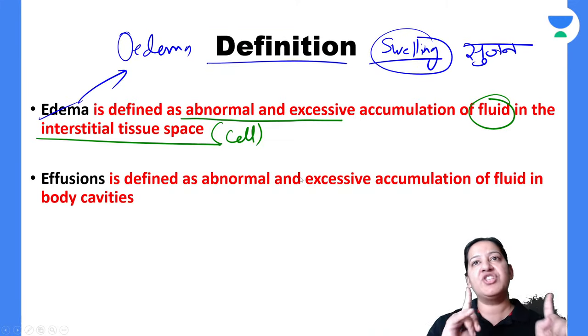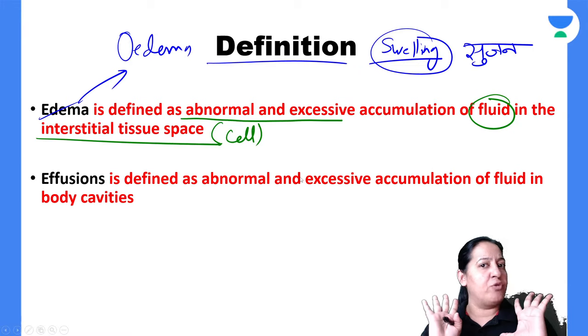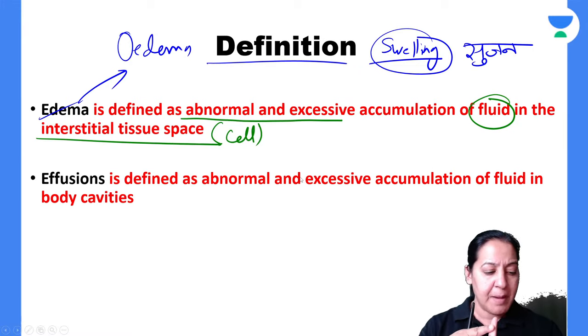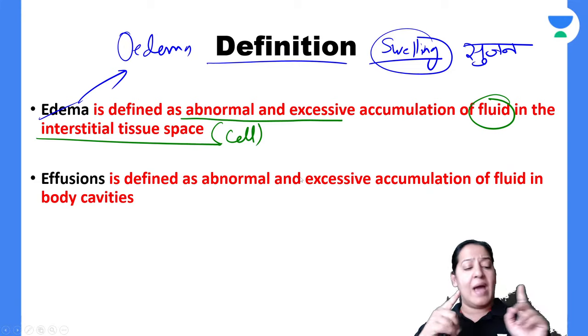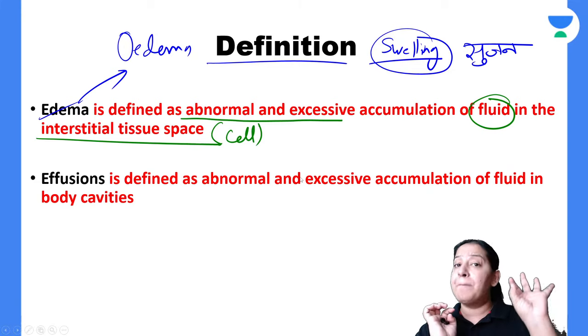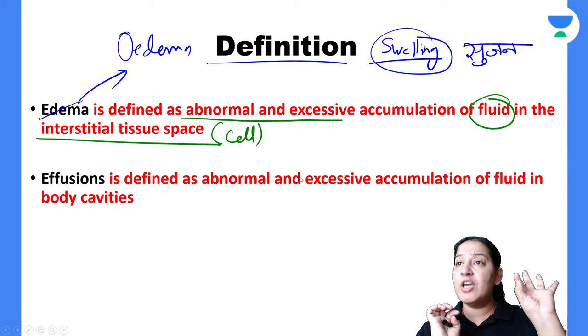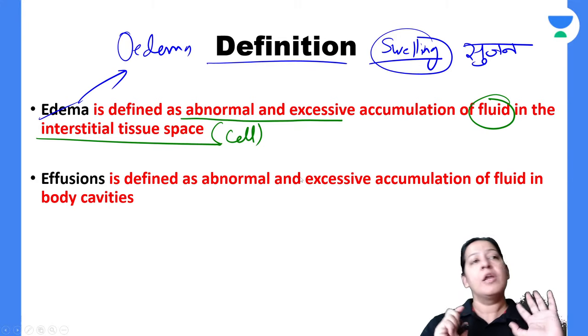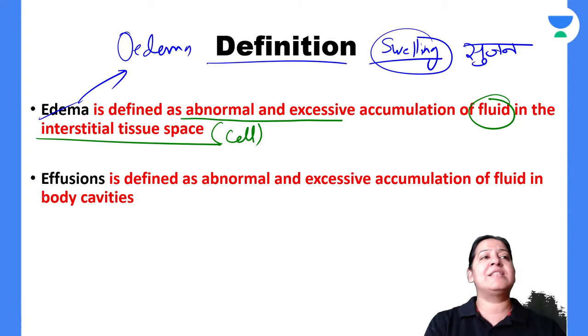That is the definition of edema given in Robbins, and you have to learn this definition. Don't just learn it, understand it. What is edema? Have you got it, Manoj? Have you got it, Manoj Thakur? Anyone else who's listening to me, it is abnormal and excessive accumulation of fluid in the interstitial space. That is edema. Now there is one more related term to it, that is effusion.